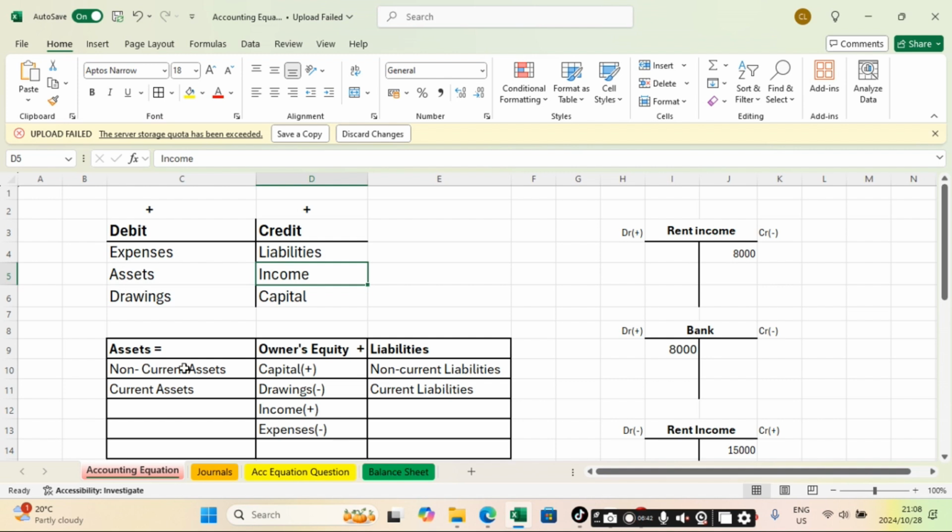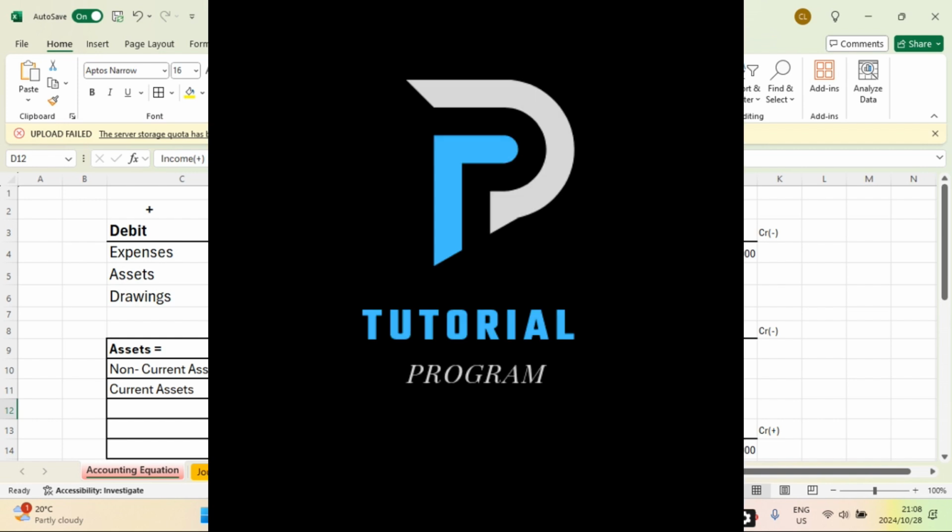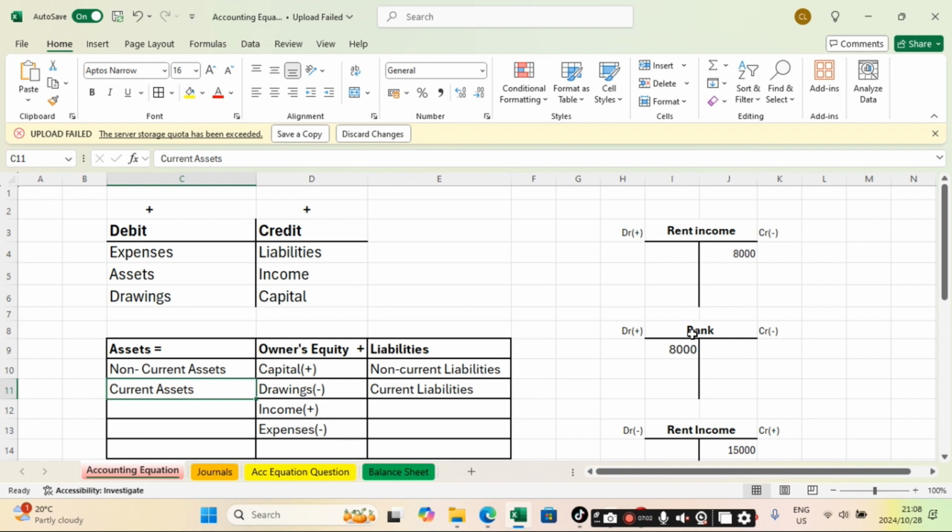As you can see, this is our assets. Income is part of our owner's equity. So in owner's equity, we have income, and this income is affecting our owner's equity positively. And then we also have our bank as an asset, so our asset is also going to be affected. How is our asset going to be affected? Negatively or positively?